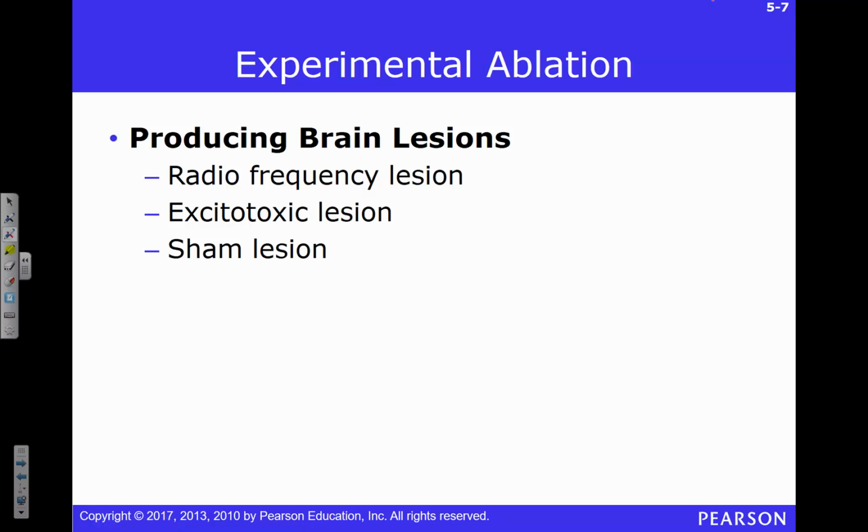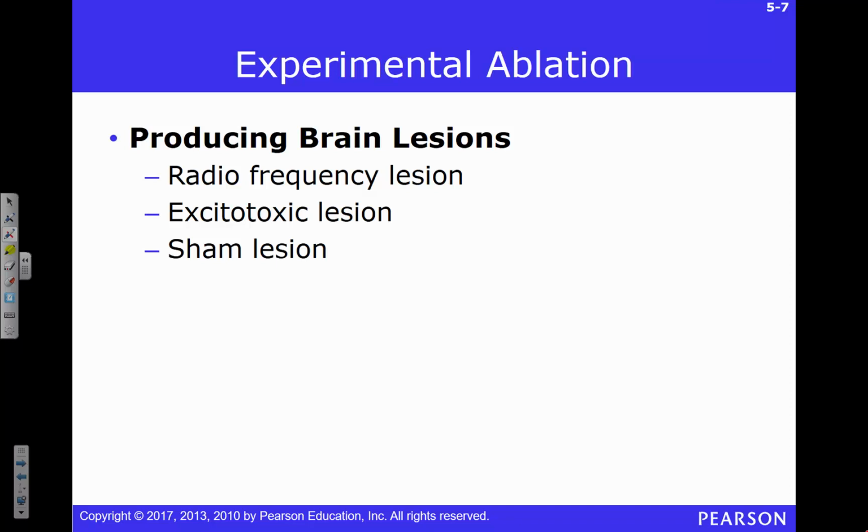Experimental ablation, this is producing a lesion in your brain. Not something you want to do on a normal basis. You don't want to go like, boy, guys, let's go out and get us a brain lesion today. That's not a great thing to do on your Saturday night. There are much better things you could do, like get a Pierre Florence tattoo, right? It's a much better use of your time and money.